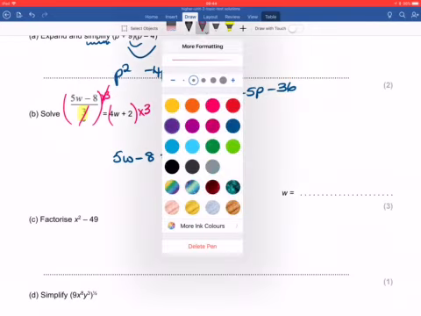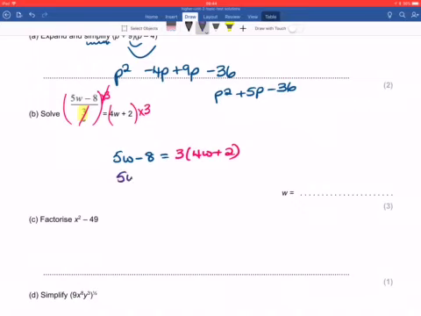So 5w minus 8 equals 3 times 4w is 12w, 3 times 2 is plus 6. And I look, which side have I got the most w's on? Well, the right side. So I'm going to subtract 5w from this left-hand side. So I'm just left with minus 8 because I've taken 5w, but I've got to do the same to the other side. So I get minus 8 equals 7w plus 6.